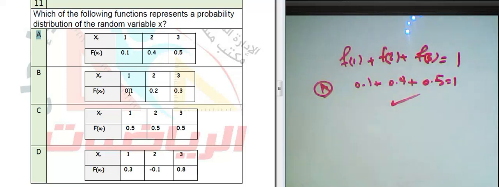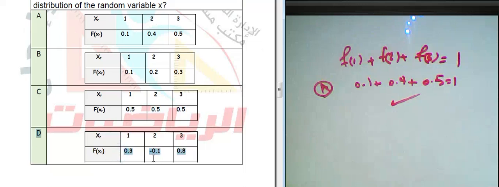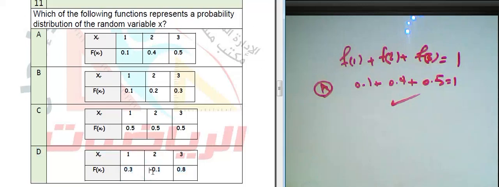Letter B, if you add all the images here, the result will not equal 1. And letter C, if you add all the images here, it does not equal 1. And letter D, if you add, the result will equal 1, but we have negative values here. The result must not be negative. Understood? All the images here must be positive. Don't choose negative in the example. So the result will be letter A. Choose letter A for question 11.